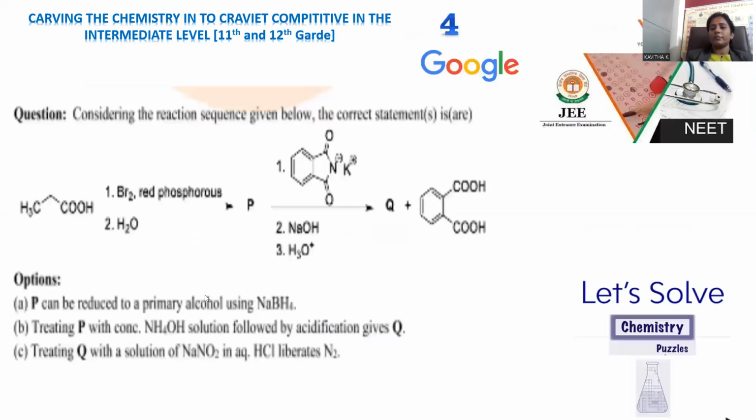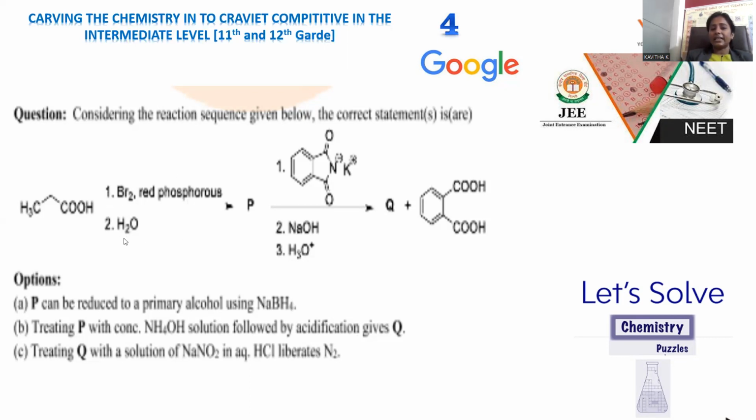Move on to question number 4. Question number 4 is from organic chemistry. Starting, we are taking propionic acid, the 3-carbon carboxylic acid. It is treated with bromine under red phosphorus condition, followed by hydrolysis.